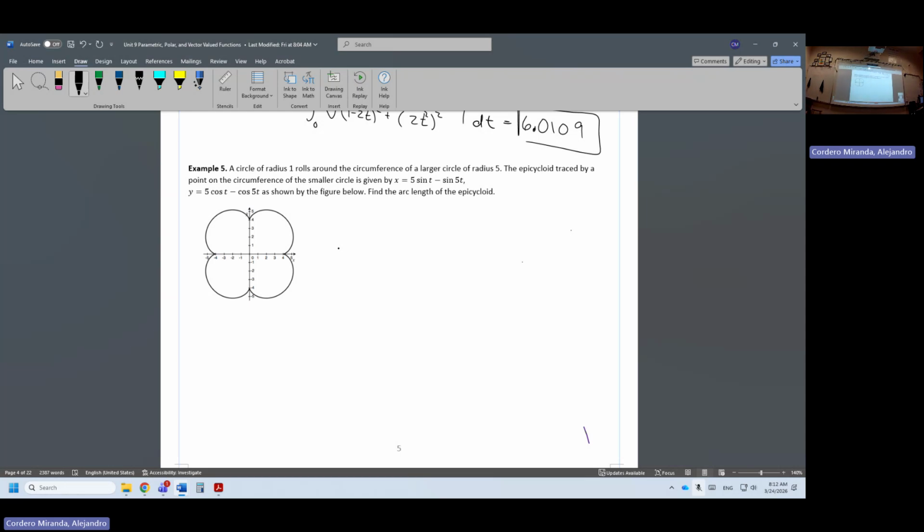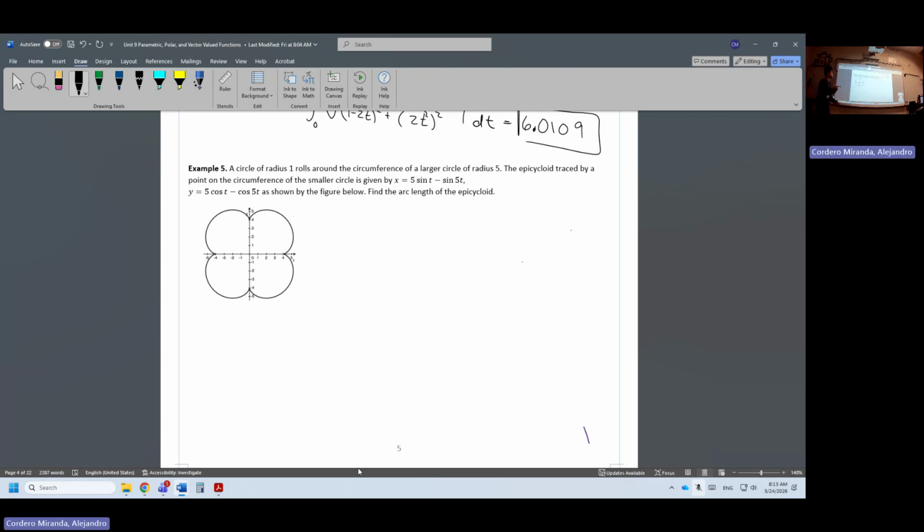This says that a circle of radius 1 rolls around the circumference of a larger circle of radius 5, it says, but that doesn't seem right. But we'll talk about it later. And then it says the epicycloid traced by a point on the circumference of the smaller circle is given by those parametric equations. And then it wants us to find the length of this flower looking thing. It's called an epicycloid apparently.